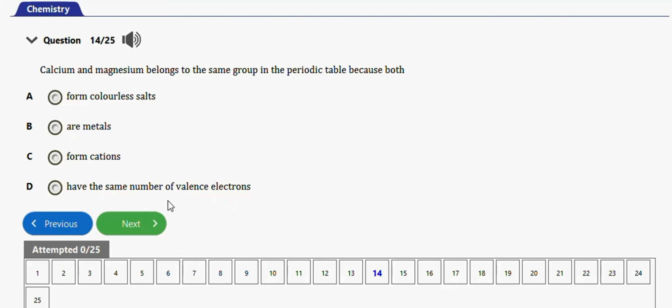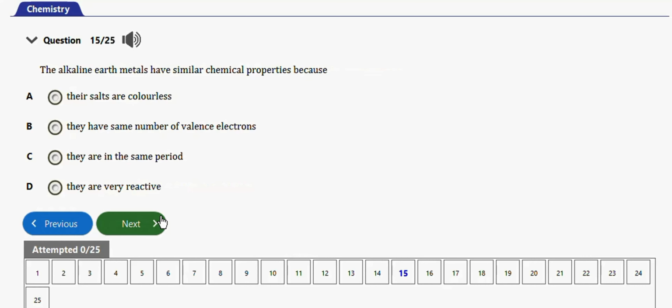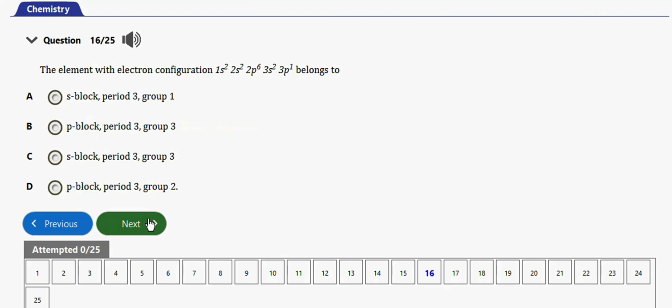Okay, next question will be this one. It says the alkaline earth metals have similar chemical properties because their salts are colorless. They have the same number of valence electrons. They are in the same period. They are very reactive. Option B. They have similar chemical properties because they have the same number of valence electrons. The next question will be this one.